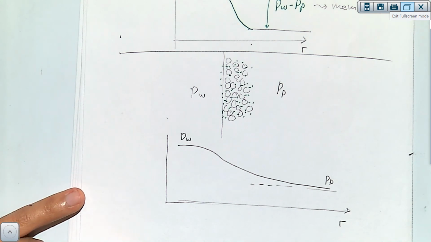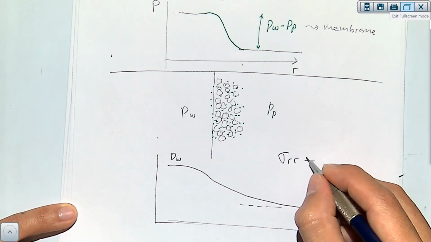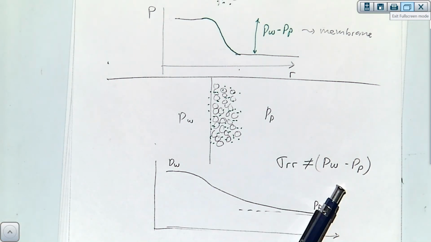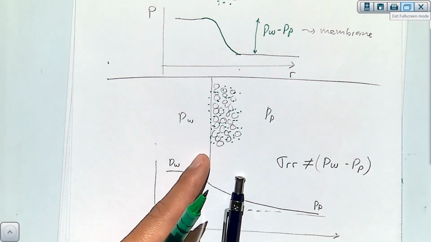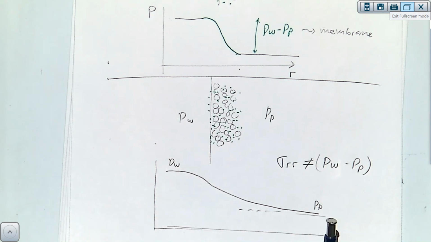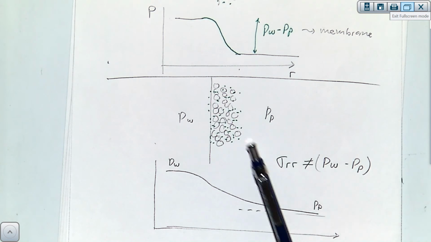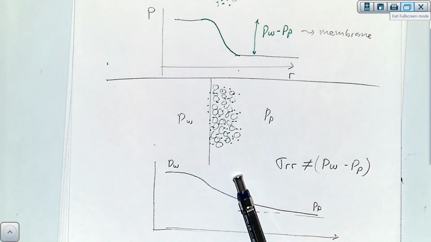And when you have that, your sigma RR is not going to be any more PW minus PP. And if that's not the case anymore, then you're not going to have any effective stress on the wall of the wellbore. This is the reason why, when you go to the beach and you make a hole in the sand, you get to the water, you cannot make that hole any deeper. Why? Because you get to the water and you have no effective stress on the wall of the hole.